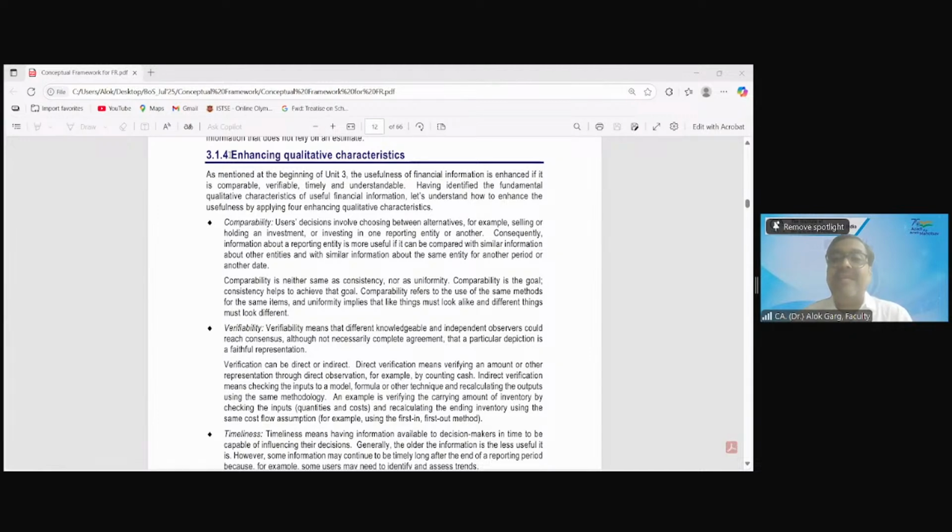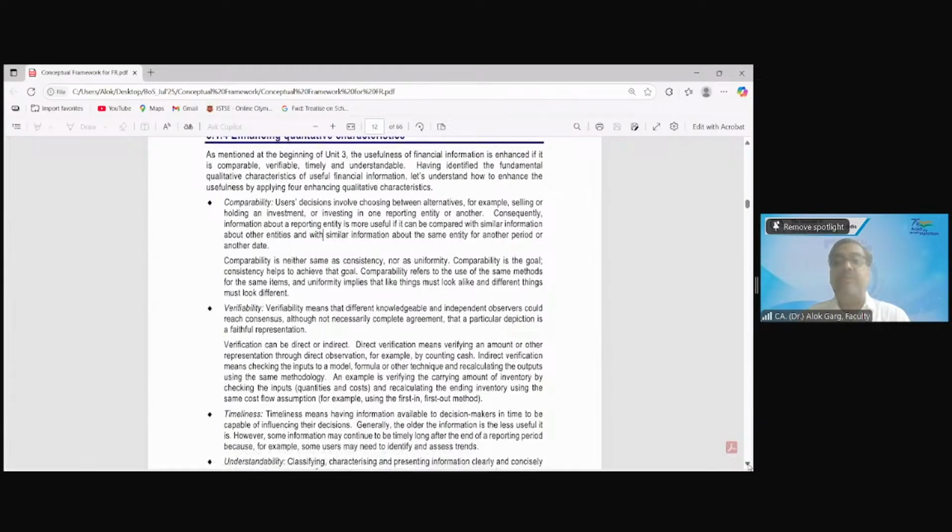Okay. Enhancing qualitative characteristics. Fundamental means basic, like the fundamental accounting assumption of going concern. What are enhancing qualitative characteristics? Your financial information will become useful financial information when these qualitative characteristics are there, right? The usefulness of the financial information is enhanced if it is comparable, verifiable, timely, and understandable, right? Comparable, verifiable, timeliness, and understandable.